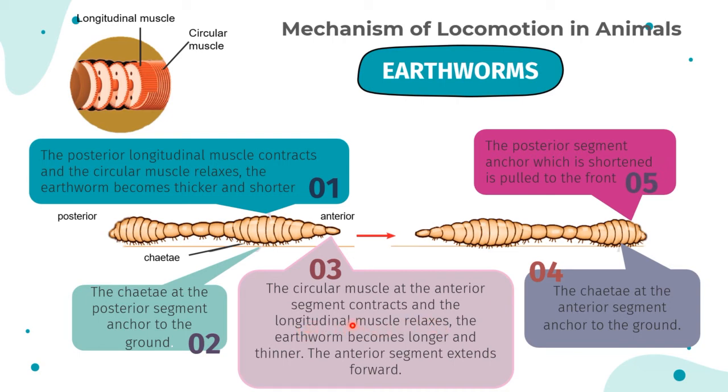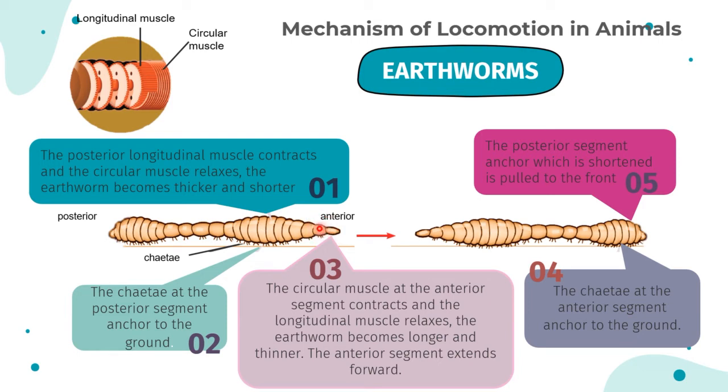The longitudinal muscle relaxes. When the longitudinal muscle relaxes, it will become longer, and it will cause the part to become thinner. So you have to know that when the circular muscle contracts, it will cause the body part to become longer and thinner.